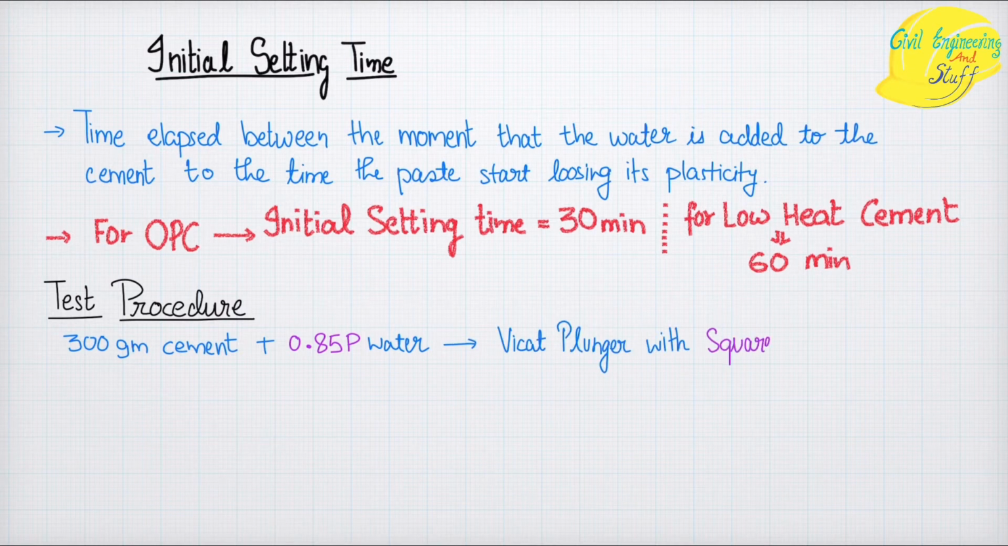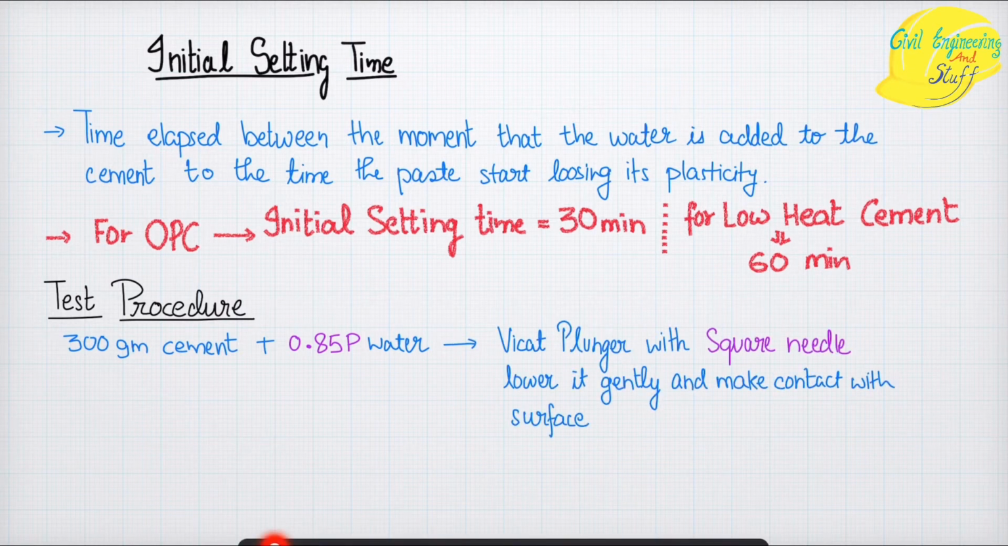After this, the Vicat plunger with square needle is lowered to the surface gently and makes contact with the surface. Again, the apparatus that will be used is the Vicat apparatus. In that Vicat apparatus, we use a square needle, right? Square needle means this one. We use the needle, and we take the paste.